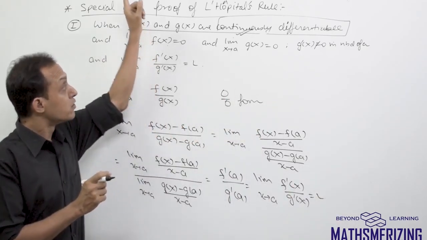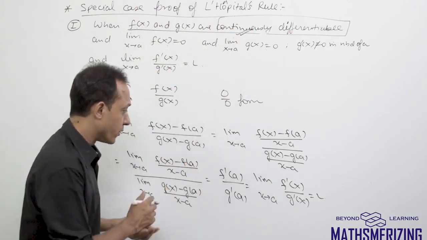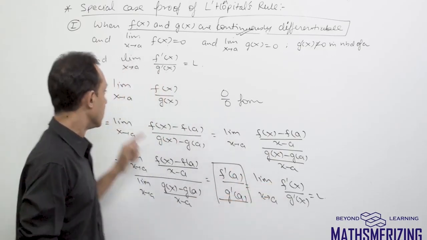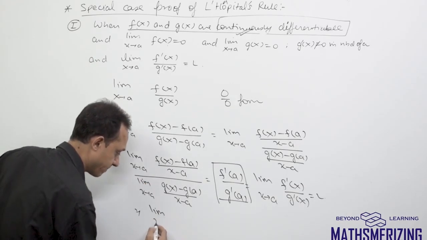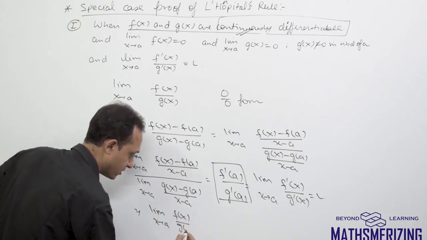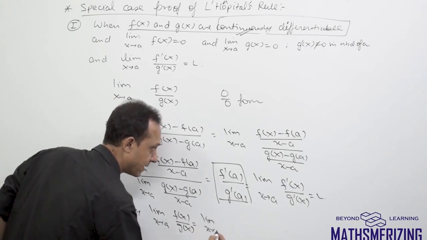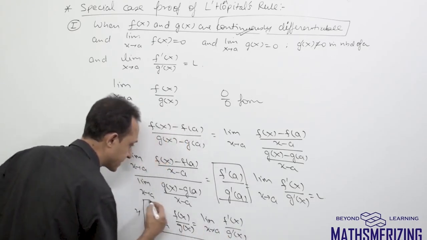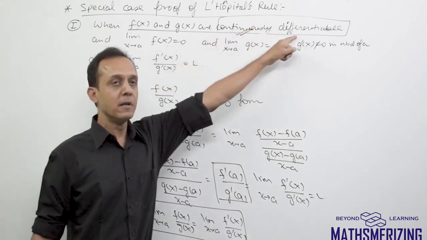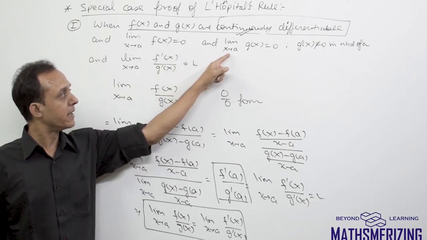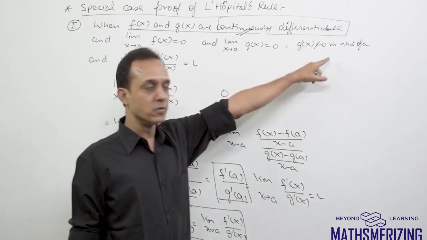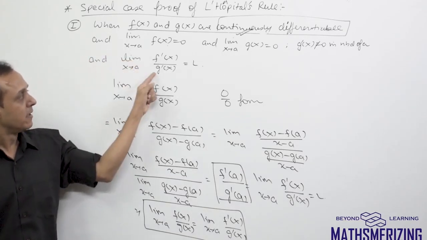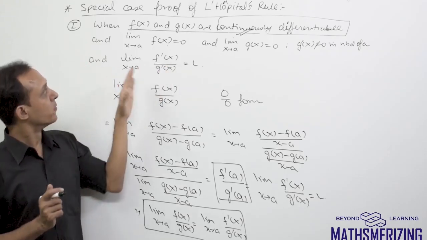The condition that the function should be continuously differentiable is required because we want to express f'(a) upon g'(a) as the limit as x tends to a of f'(x) upon g'(x). So from here we can say the limit as x tends to a of f(x) upon g(x) is equal to the limit as x tends to a of f'(x) upon g'(x), in this special case when f and g are continuously differentiable, the limit of f(x) is 0, the limit of g(x) is 0, g'(x) is unequal to 0 in the neighborhood of a, and the limit of f'(x) upon g'(x) exists and is equal to L. So that's our first case proof.